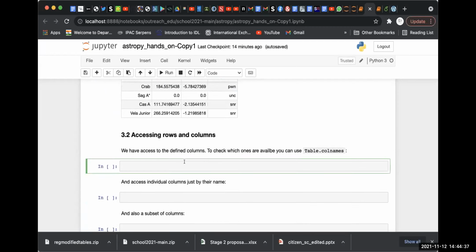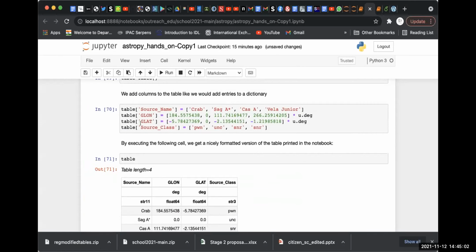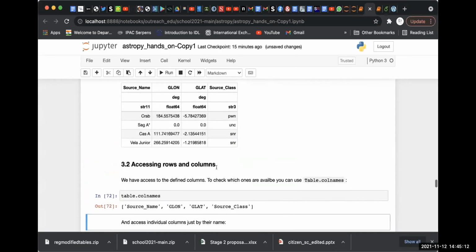Now, how could we access rows and things like that? This is very similar to what we did in NumPy, right? I can list the column names, and the column names, as you know, are source name, galactic longitude, galactic latitude, source class. That's what we defined when we defined the table, where on the left-hand side was the column and we gave the whole listing over there. So those are our column names.